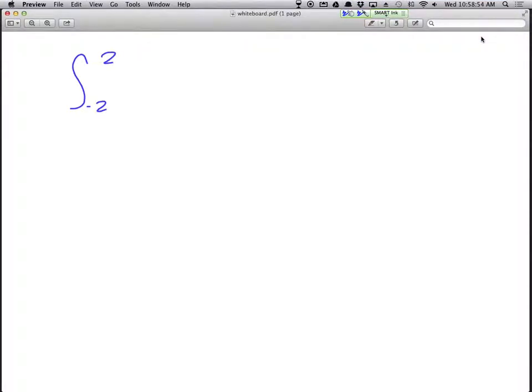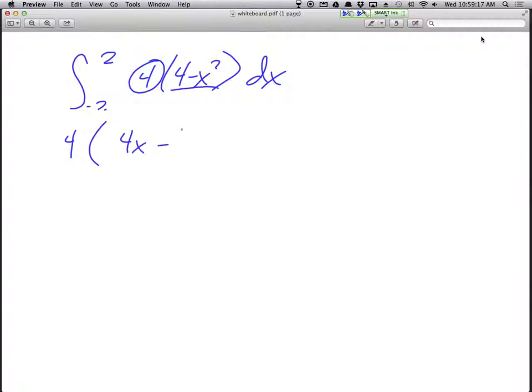So -2 to 2. If I square that, it's going to be 4 times 4 minus x squared. So what can I do with this 4? Distribute it. I can take it to the front. So let's take it out to the front, and then let's just integrate those two. So that would be 4x minus x cubed over 3 from -2 to 2.